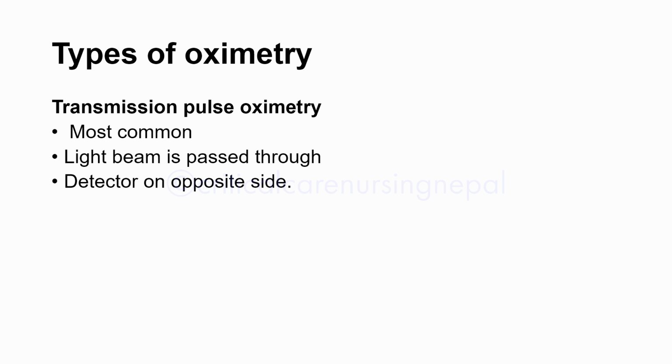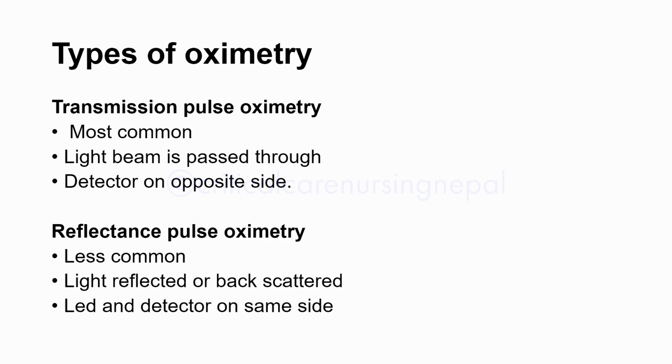So there are two types of pulse oximetry. One is transmission pulse oximetry and another is reflectance pulse oximetry. Most of you must be familiar with the transmission oximetry that we use on the finger, toe or earlobe, in which the light goes through the tissues. But in critical care, you sometimes use a reflectance probe, for example on the forehead.